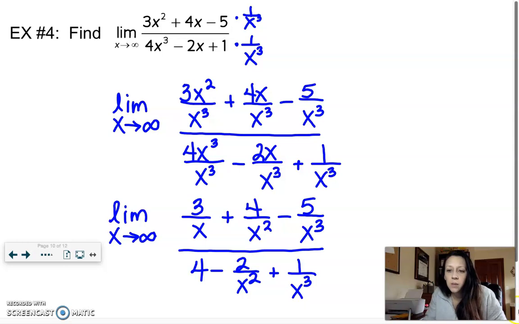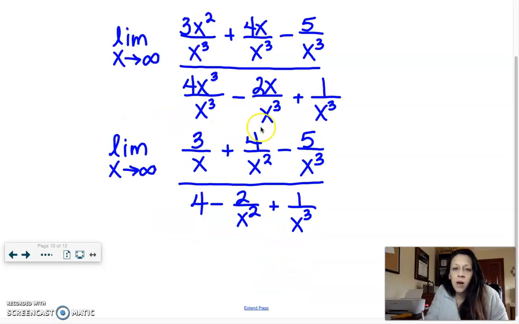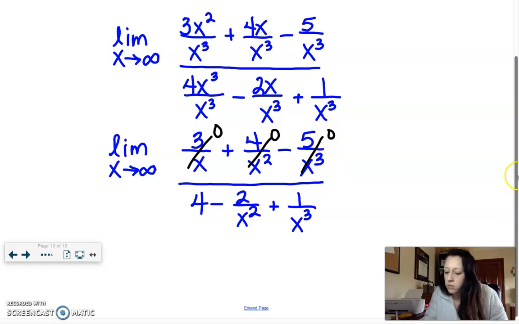All right, now we're going to take the limit. Remember, basically, if you have a regular number on top and a variable on the bottom, and you're plugging in infinity, you're going to get 0. So this is going to go to 0. 3 divided by a really big number is 0. 4 divided by a really big number is 0. 5 divided by a really big number is 0. So right now I have 0 plus 0 minus 0.